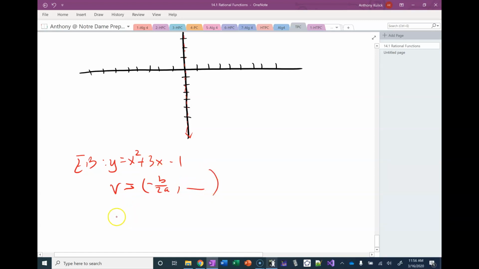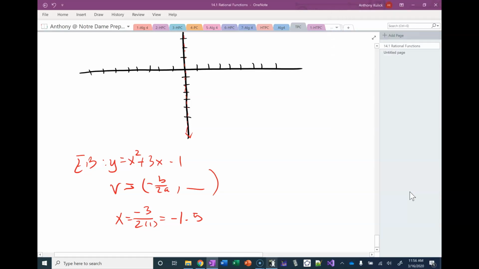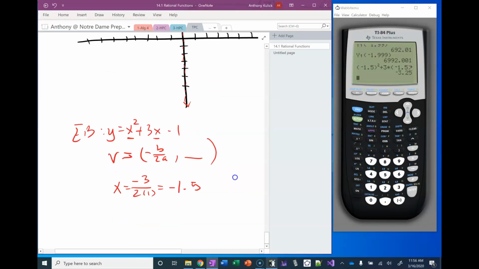So in our case, that x-coordinate is going to be -3 over 2 times 1, or -1.5. So -1.5 squared plus 3 times -1.5 minus 1, which gives us -3.25. Again, all I did was plug in that negative 1.5 in for my x's.